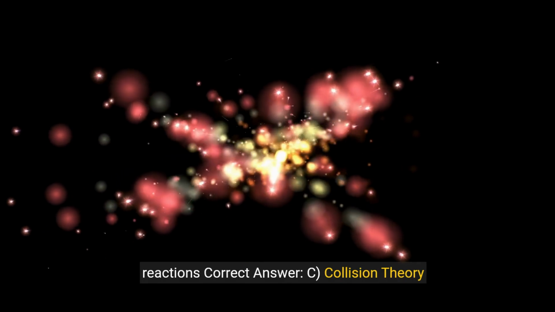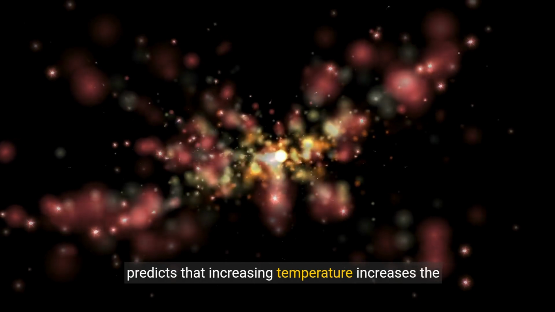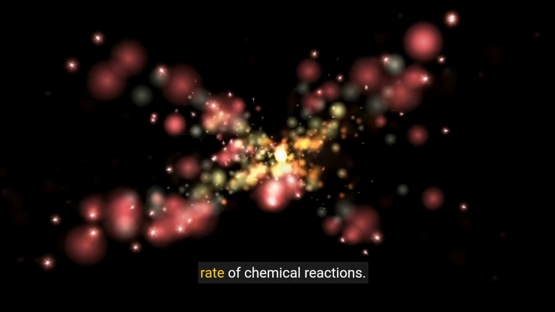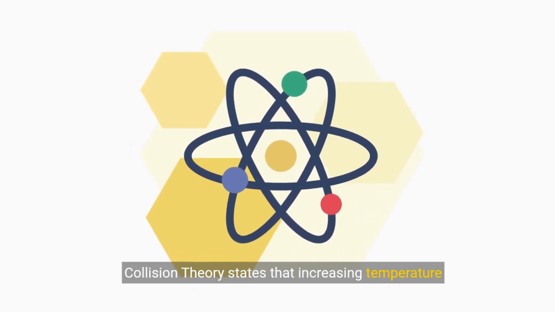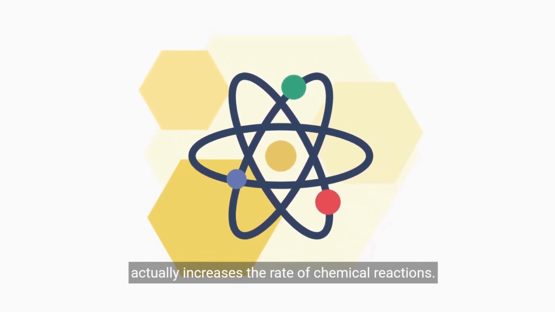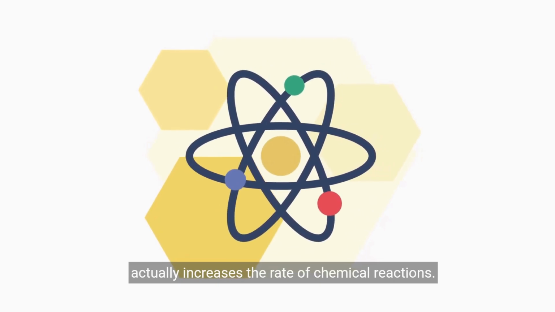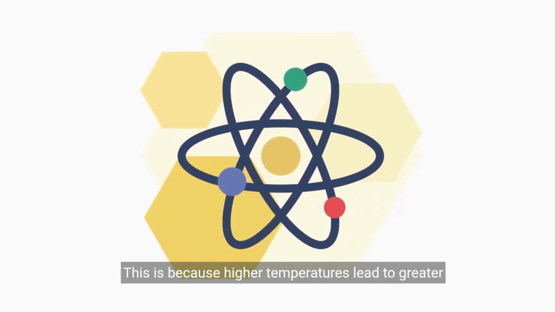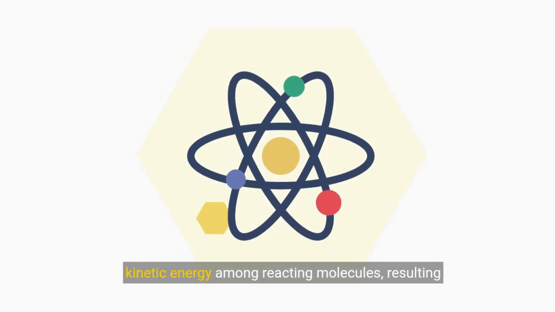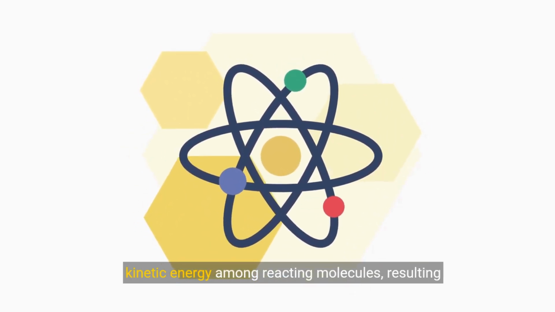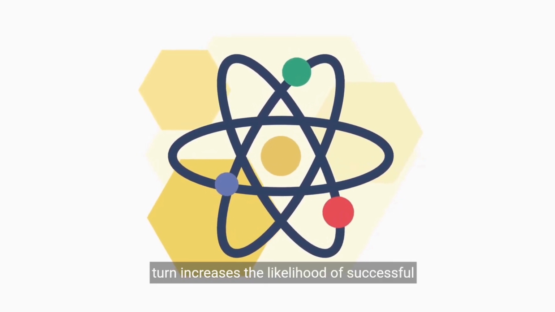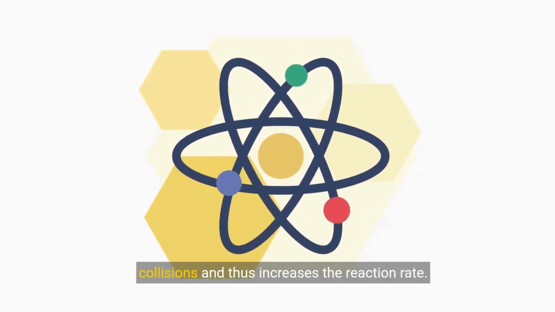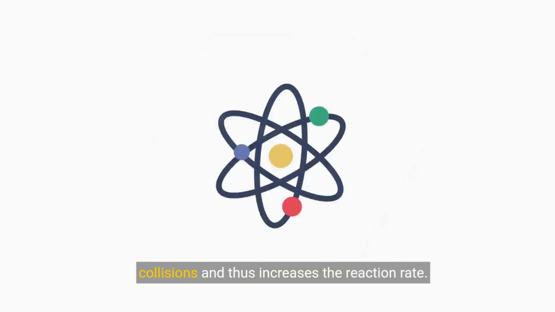Correct answer, C. Collision theory predicts that increasing temperature increases the rate of chemical reactions. Explanation. A. Incorrect. Collision theory states that increasing temperature actually increases the rate of chemical reactions. This is because higher temperatures lead to greater kinetic energy among reacting molecules, resulting in more frequent and energetic collisions, which in turn increases the likelihood of successful collisions and thus increases the reaction rate.